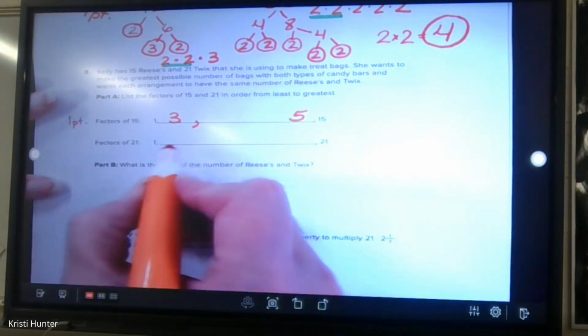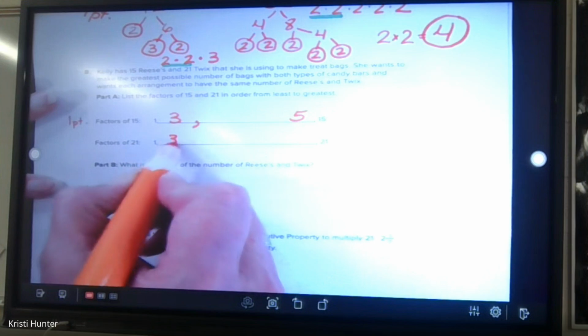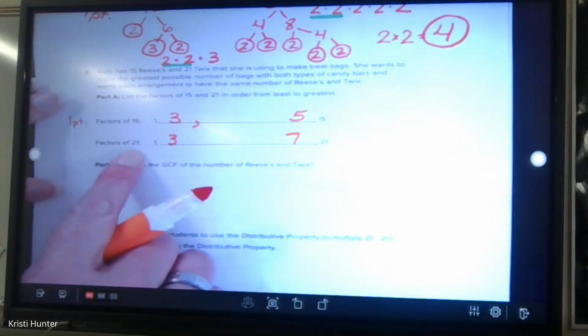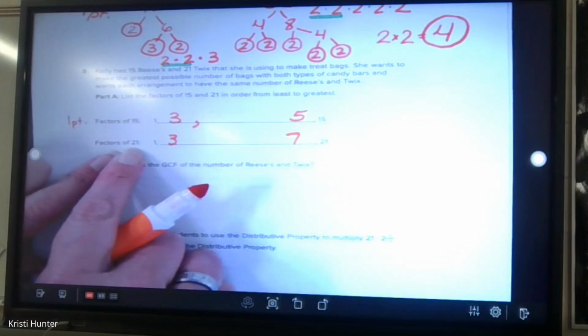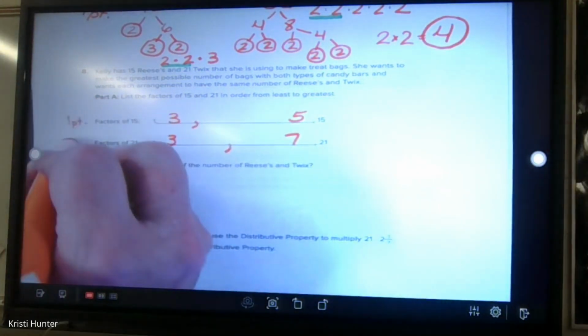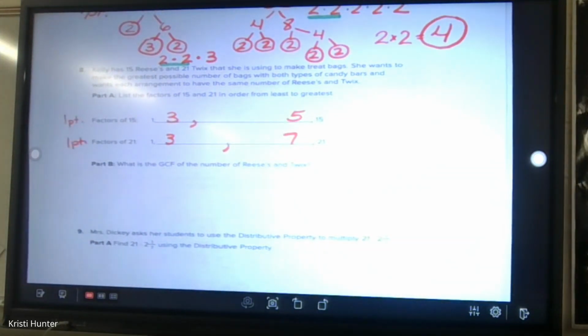Factors of 21. Well, 1 and 21. It's an odd number, so I know 2 doesn't work. 3 does, though. 3 times 7. 4 doesn't work. 5 won't go into 21. 6 won't go into 21. These are all my factors. This is 1 point.